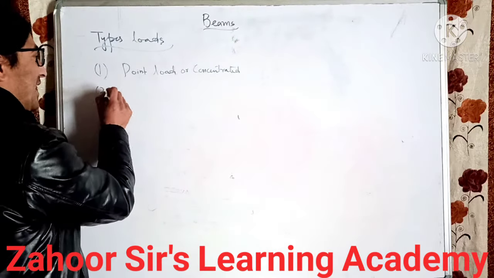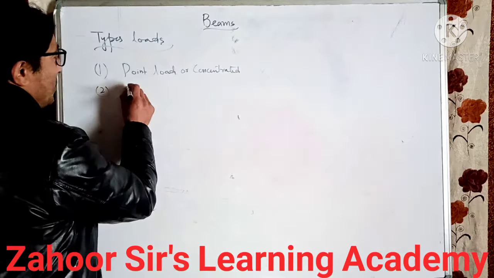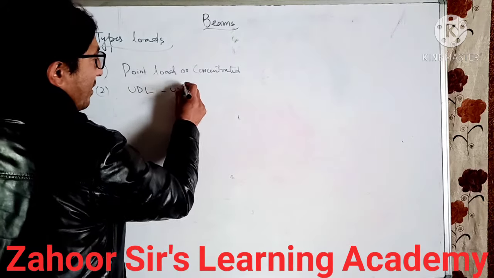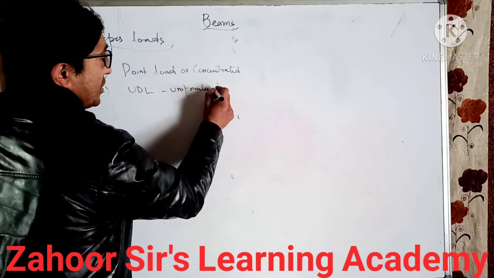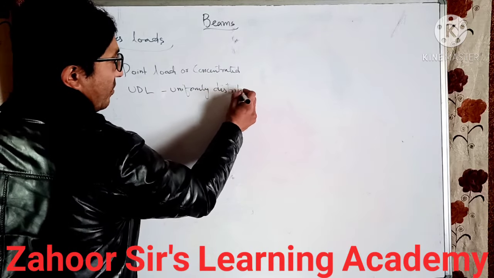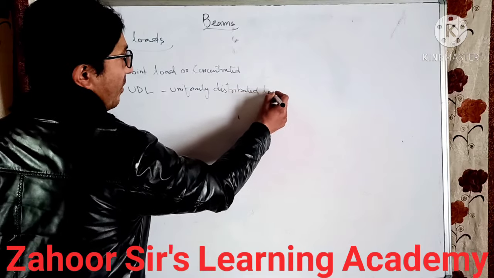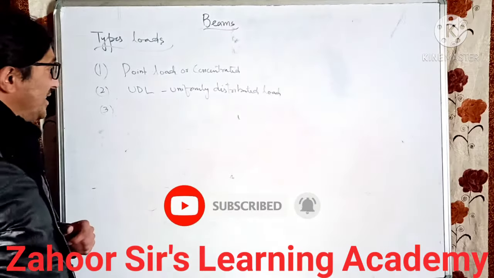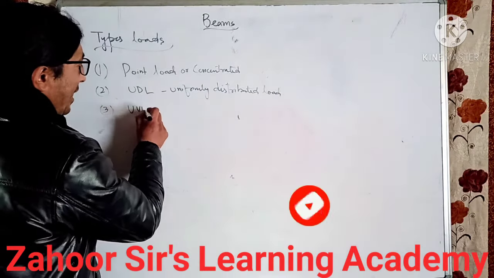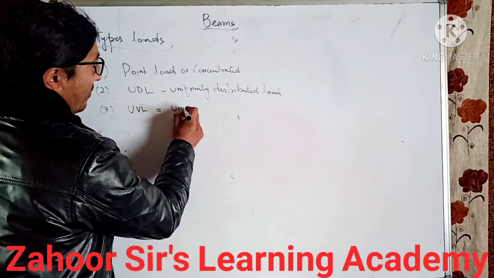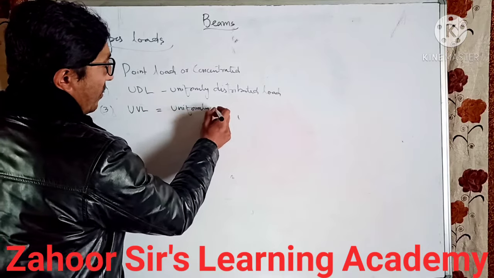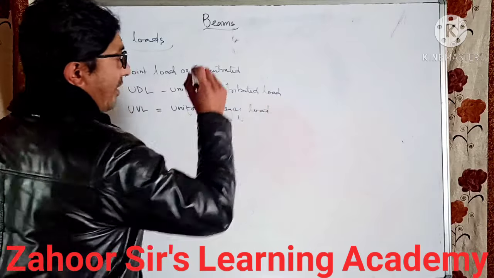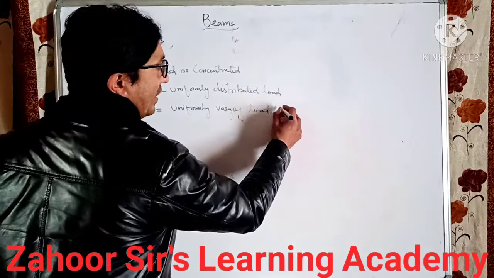The second load it carries is UDL, uniformly distributed load. And the third type of load a beam carries is UVL, uniformly varying load. It's also called triangular load.